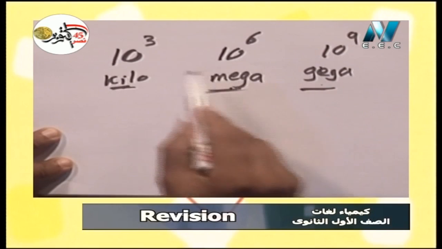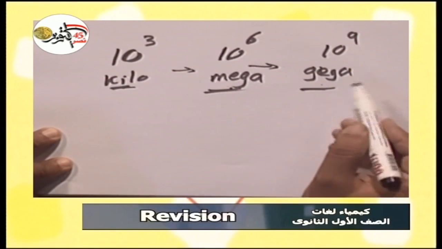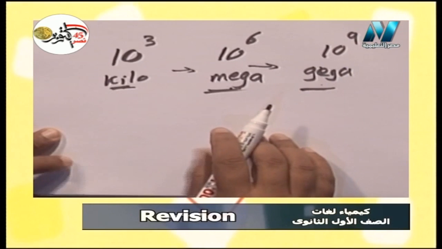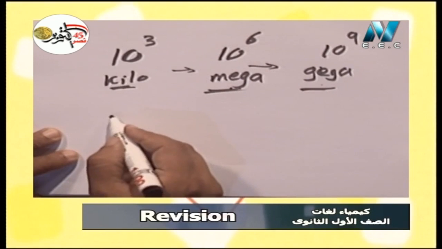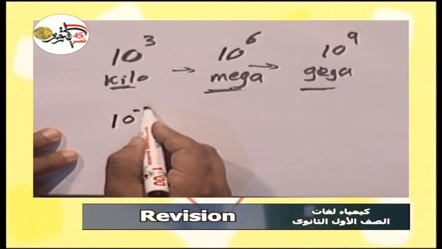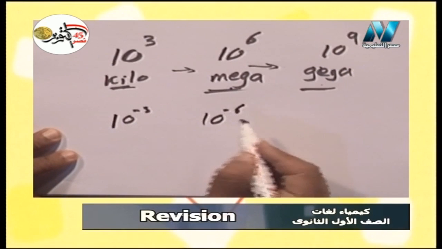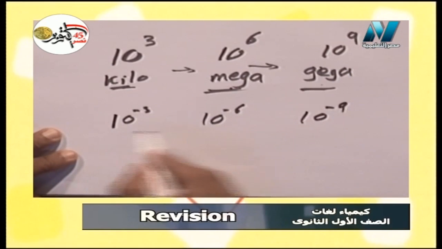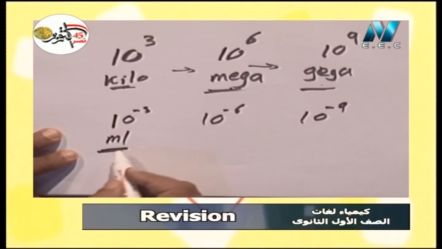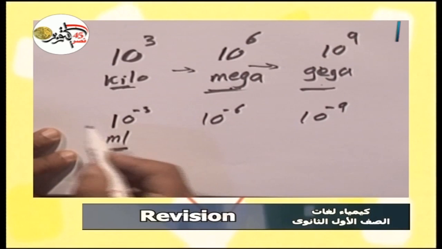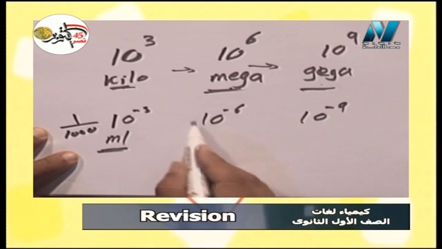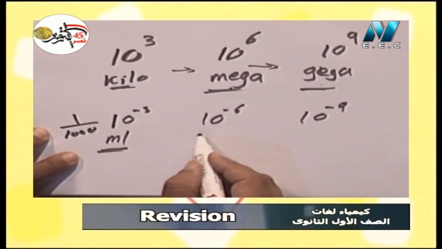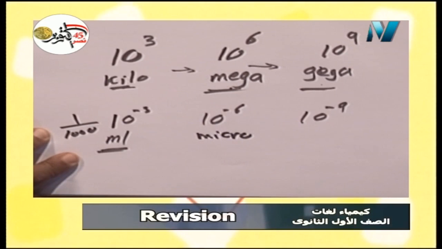So we can convert between these quantities easily using the ratio as you learned in math. But in the lower scale, 10 power negative 3, 10 power negative 6, 10 power negative 9: 10 power negative 3 is called milli. That is why a milligram is 1 over 1000 of a gram, thousandths. And so on, 10 power negative 6 is called micro. Micro means 1 over a million.